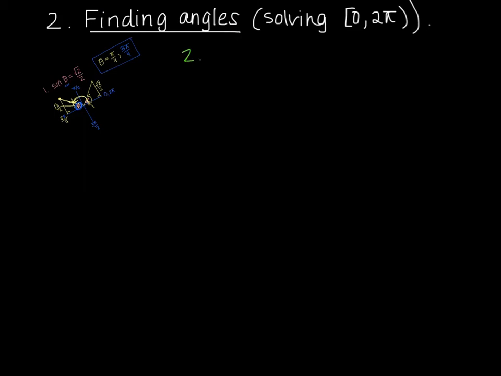Okay, next we will look at tangent. We haven't talked a lot about tangent yet. Tangent of theta equals -1.